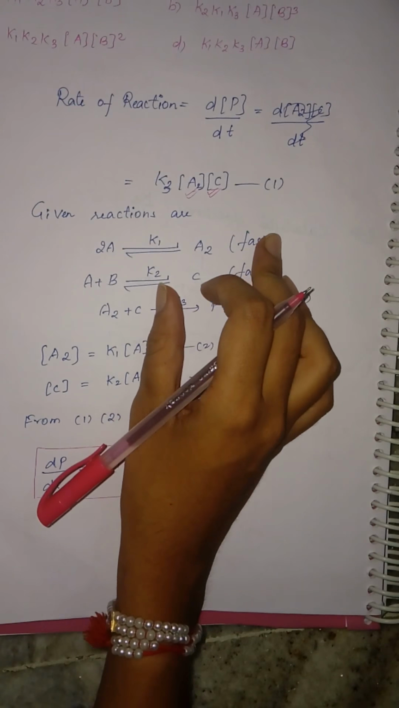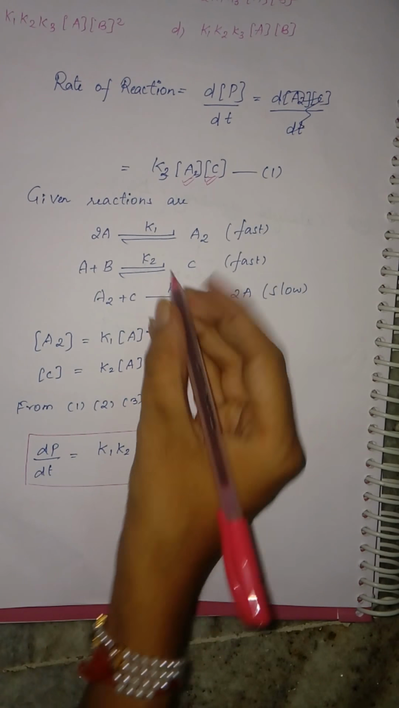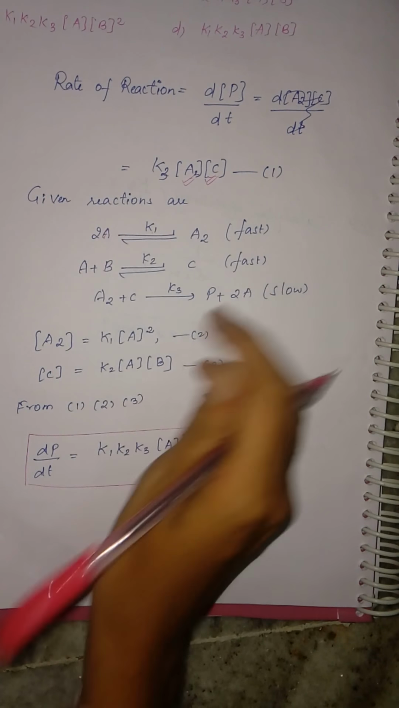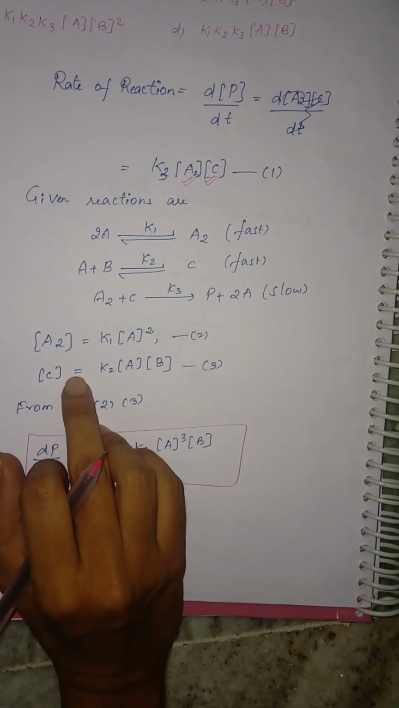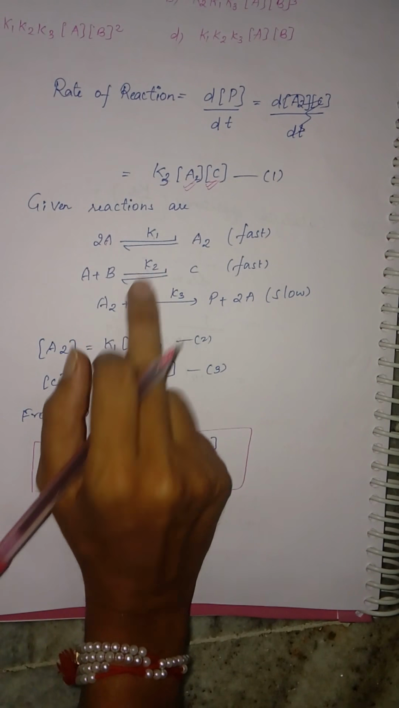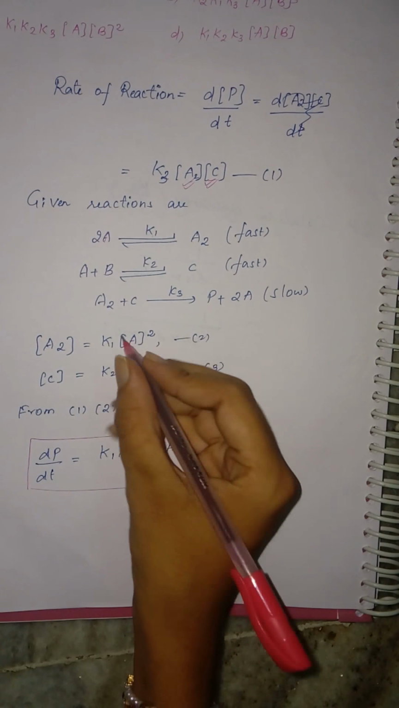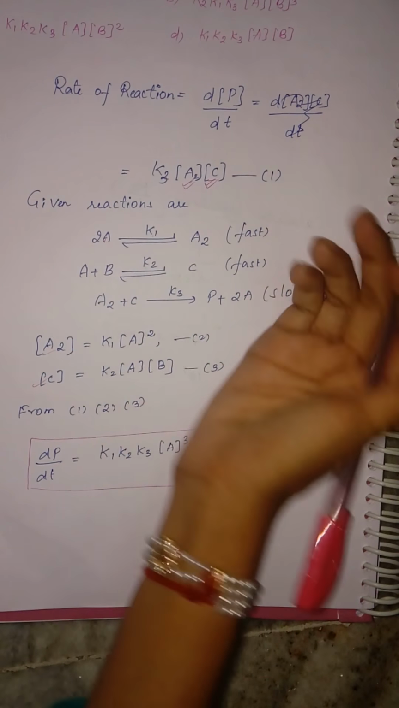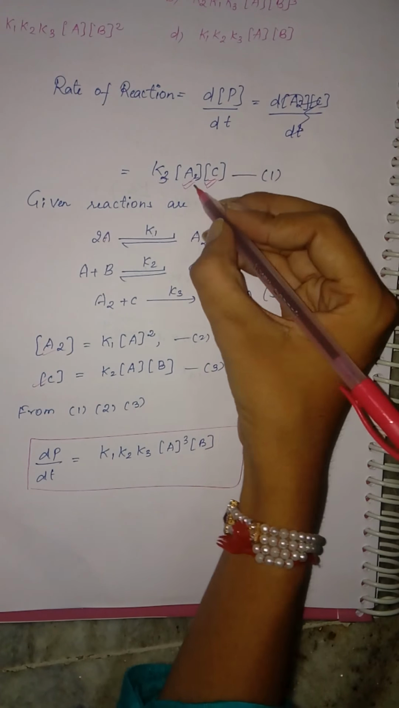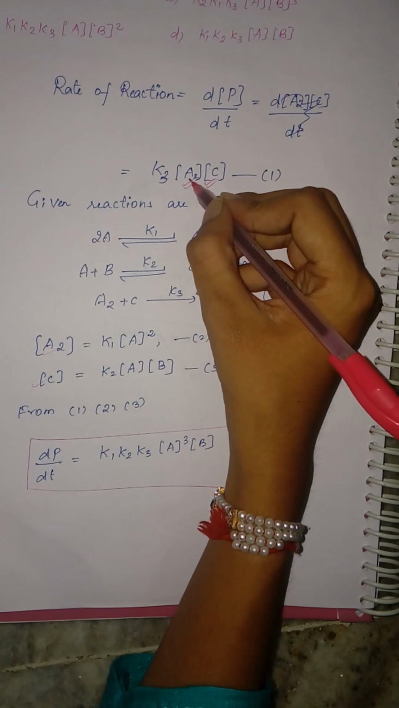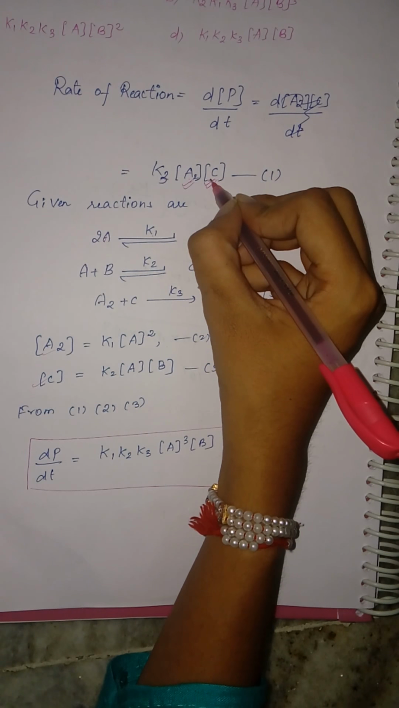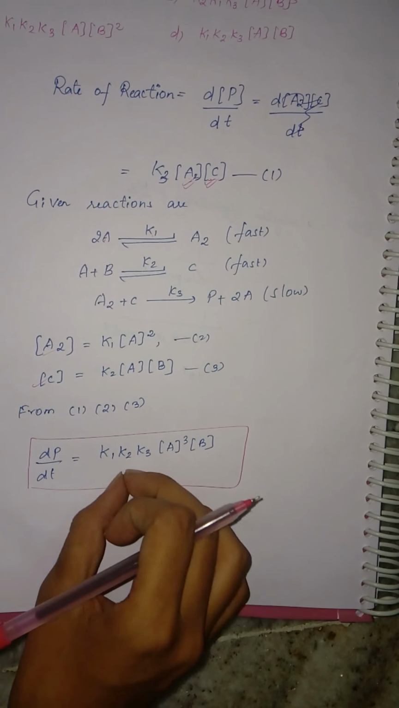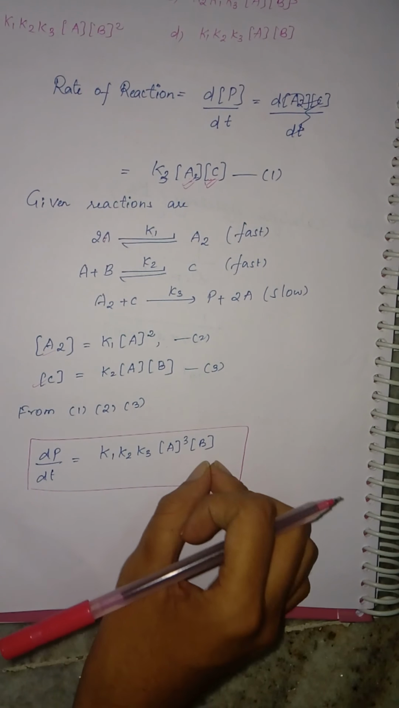Okay, so according to SSA, K1 into A square will give you your A2 concentration. And where is C formed? Here, K2 into A into B. So as soon as you get these two concentrations, directly substitute in the rate equation. So the rate equation is K3 into A2, whose value is K1 into A square, into C, whose value is K2 into A into B. So if you write the whole thing in one place, you will get K1 into K2 into K3 into A cube into B. Okay, this is your final answer.